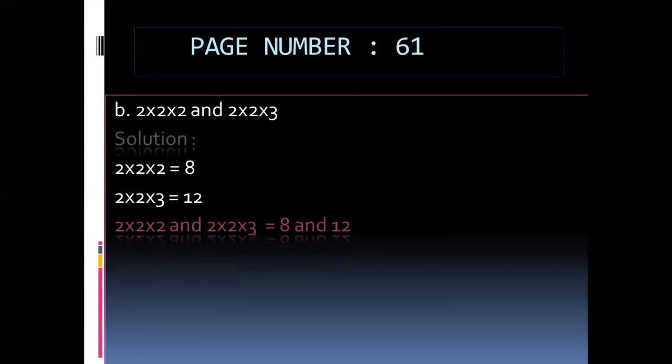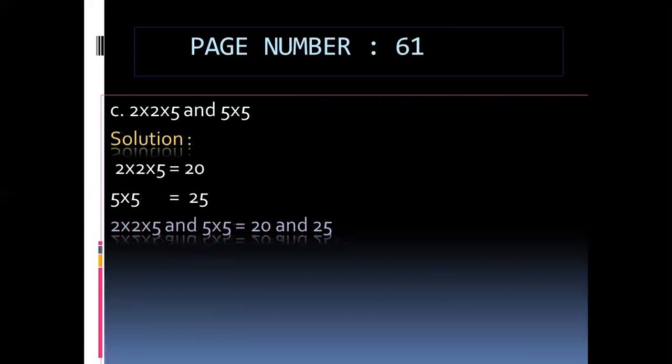Same part B, three 2's are given there. After finding the product of these three 2's, 8 is there. It means that the first set are the prime factors of 8. Come to the second set, 2 multiplied by 2 multiplied by 3. After the multiplication, 12 is there. It means that the second set of prime factors, after the multiplication, become 12. So 2 multiplied by 2 multiplied by 3 are the prime factors of 12.